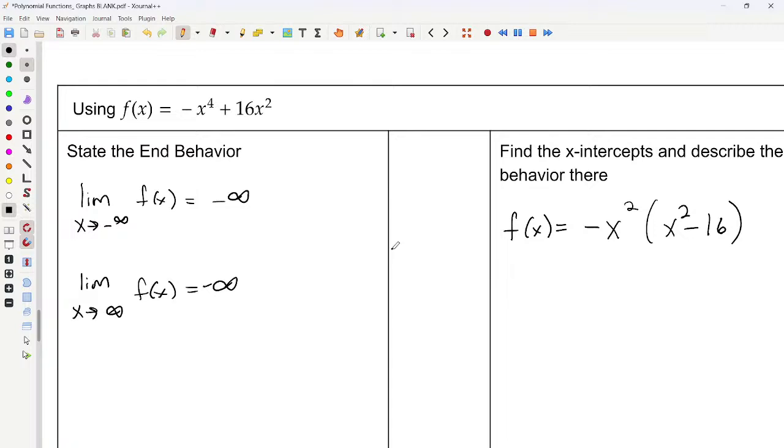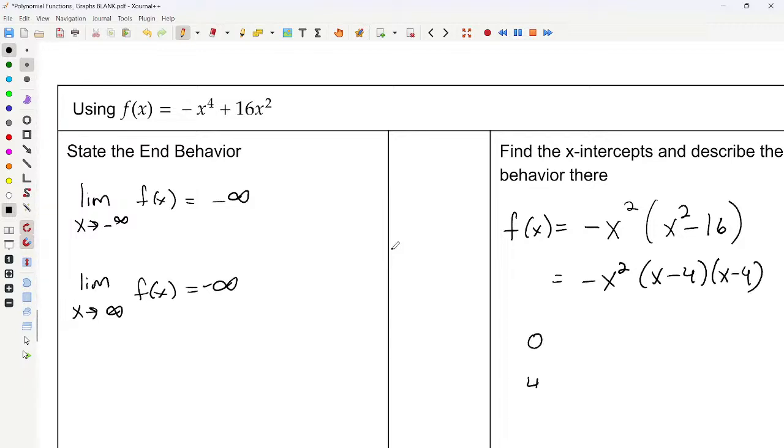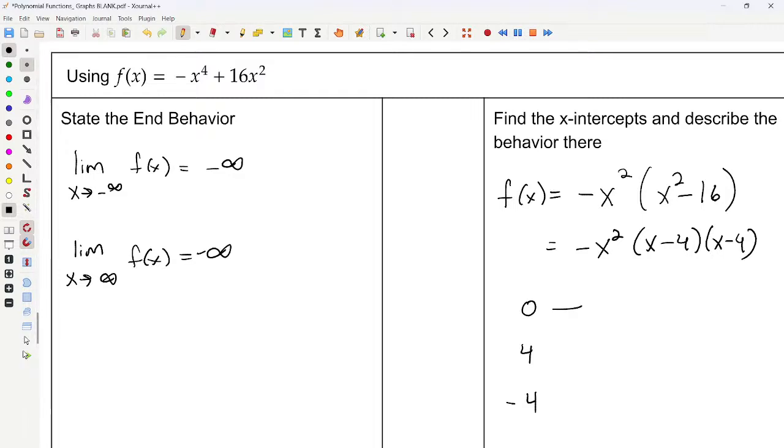Next, that's a difference of squares. So what are our x-intercepts? 0, 4, negative. I have no idea where my brain just went, but it was obviously not where it was supposed to be. There it is. Here are our x-intercepts. And what's the behavior here? Turn or cross? Turn. How come? Multiplicity of 2. What about here? Cross, because multiplicity is 1.